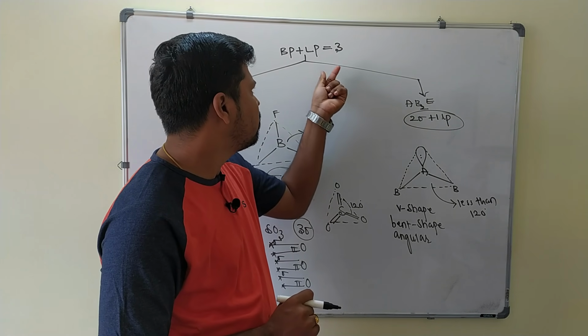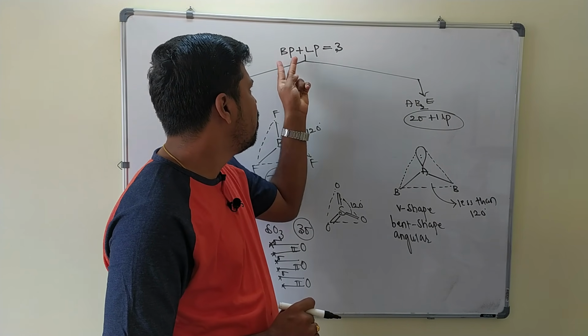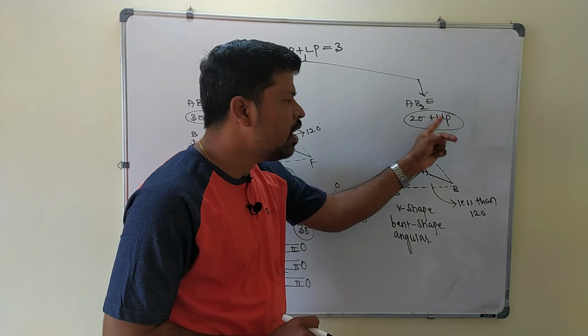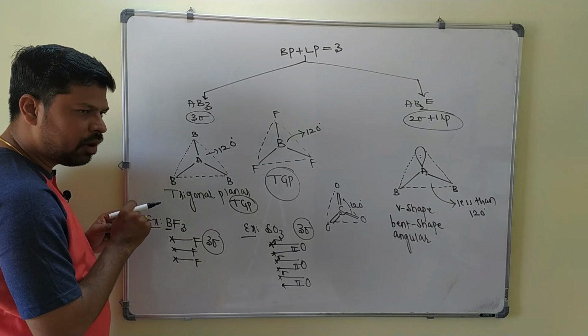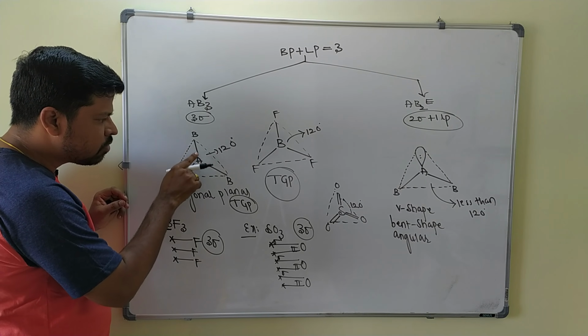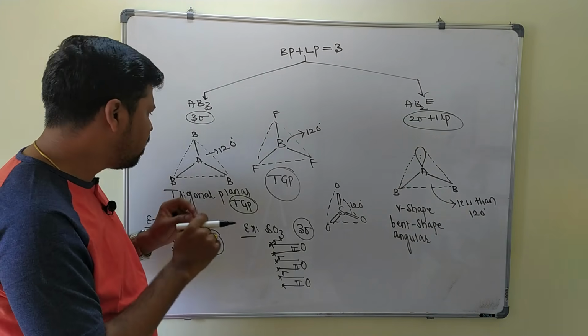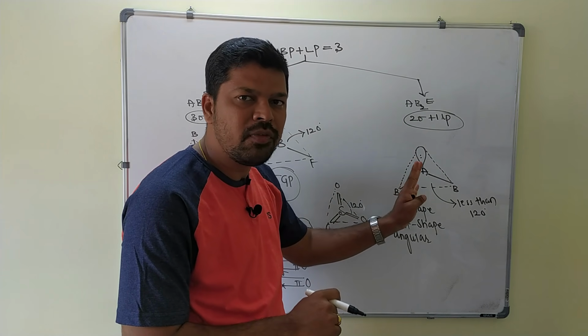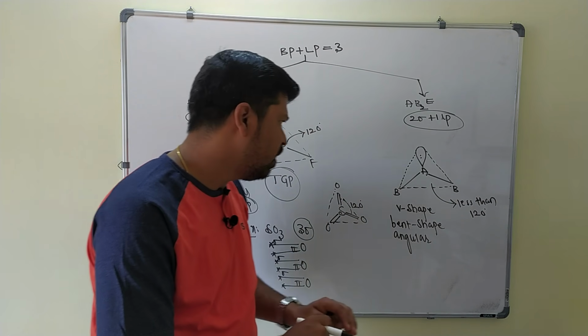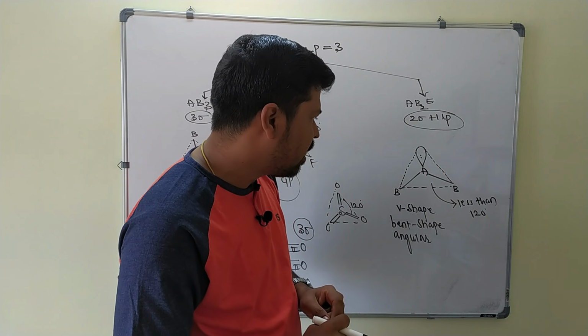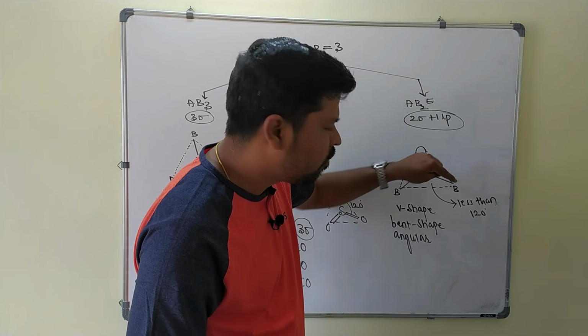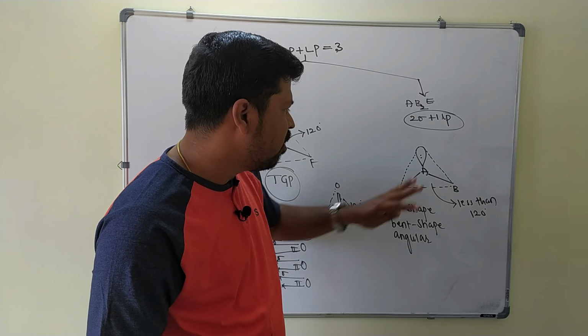Next, AB2E. Here also 3 electron pairs are there. Out of that, two bond pairs are there and one will be a lone pair of electrons. Simply what we have done is, out of these three bond pairs of electrons, one sigma bond has been replaced by a lone pair of electrons. Again these two are same. Arrangement of electron pairs is again trigonal planar only. Just one sigma bond has been replaced by a lone pair of electrons. That's why again the arrangement of electron pairs is triangular only.